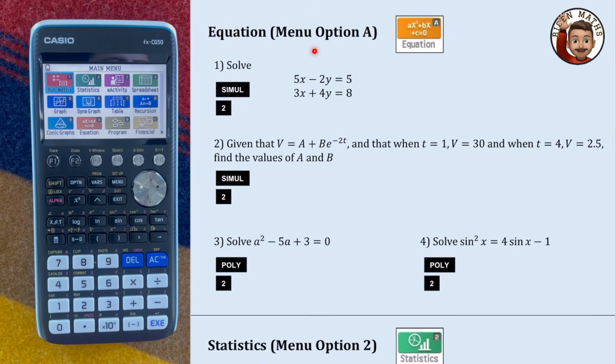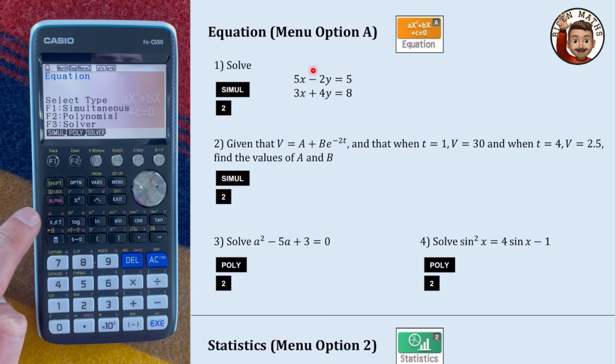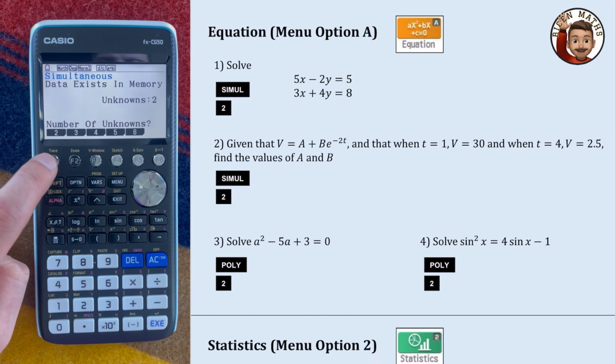Okay, so the next thing I want to talk to you about is the Equation option, which is from menu option A. So you can either scroll to it or you can just press this one. You don't have to press alpha before you do it. So I'm going to use it to solve this simultaneous equation that I've got here. I'm going to start off by choosing simultaneous, and then I'm going to press 2 because it's for two unknowns that we've got, just x and y.